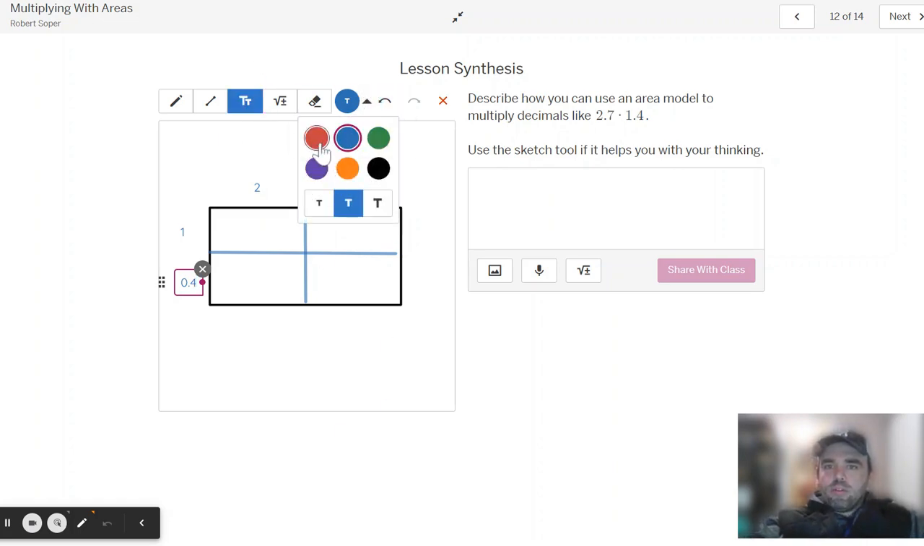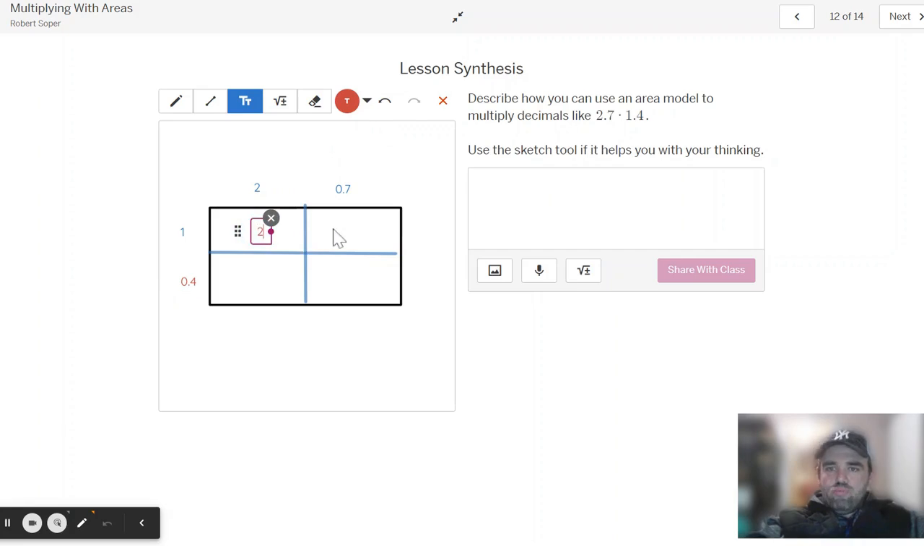Go ahead and solve for each of the partial products. 2 times 1 is 2. 1 times 7/10 is 7/10. Nice and easy to work with there. 2 times 4/10 is 8/10. And 4/10 times 7/10 is 28 hundredths. Go ahead and add those up, and you will get your product. When I look at this, I get 3.78, 3 and 78 hundredths. That should be your final answer.